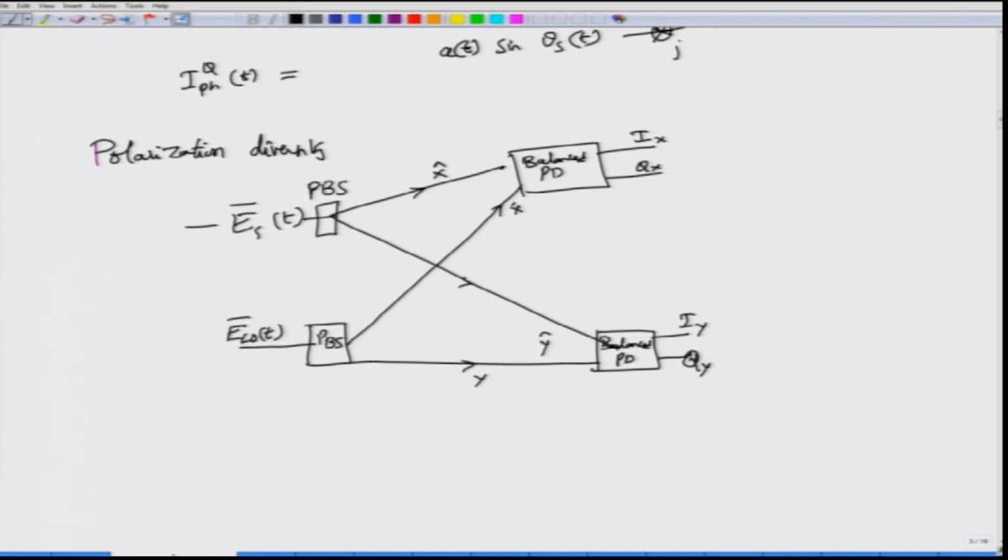Each of these, remember, needs a local oscillator which is being supplied by this particular component. So, take the local oscillator, split it into two parts and then do a balanced photo detector to recover I_X, Q_X, I_Y and Q_Y.